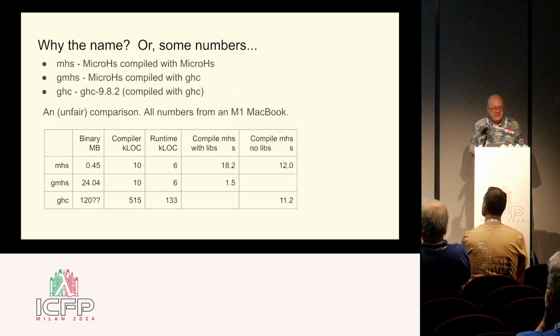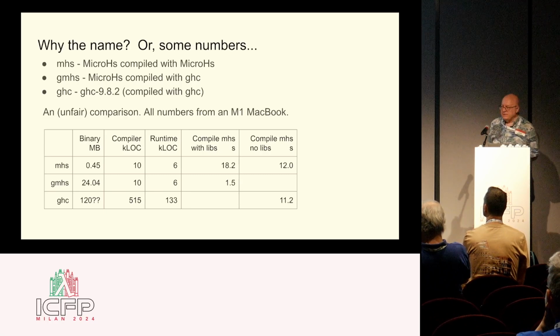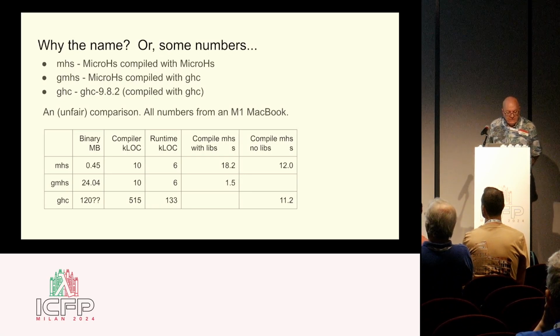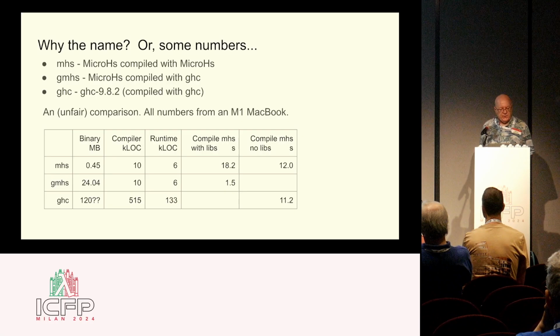So, is it micro? Here is a comparison. MHS is the micro Haskell compiler compiled with micro Haskell. GHMS is micro Haskell compiled with GHC, and GHC is GHC. The binary for MHS is 450K when you compile it with itself. If you compile it with GHC, you can see there it's 24 megabytes.